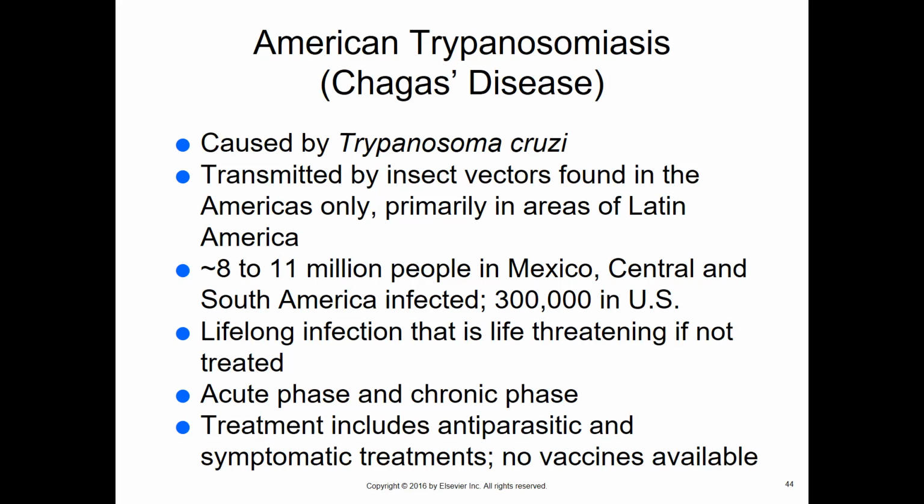It's estimated that 8 to 11 million people in Mexico, Central America, and South America are infected, and in the United States, an estimated 300,000 infected. Most of them not even knowing they're infected. The infection is lifelong, and if not treated, it can be life-threatening. There are two phases, the acute phase and the chronic phase.